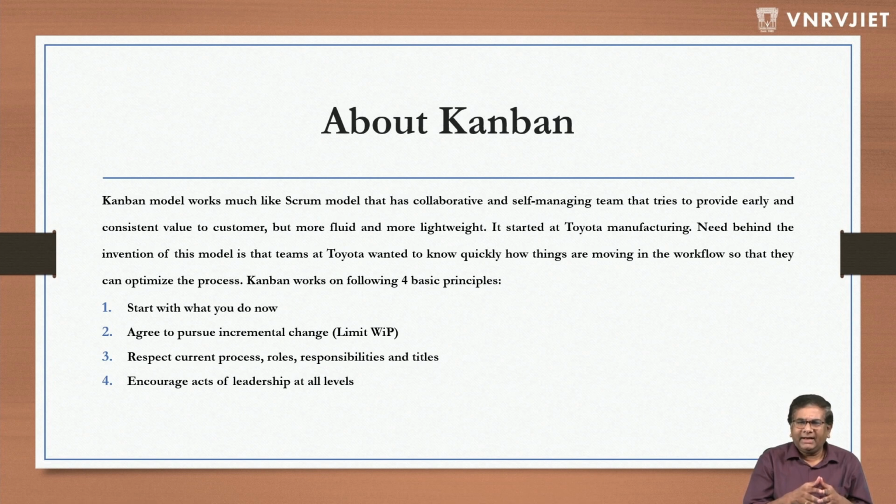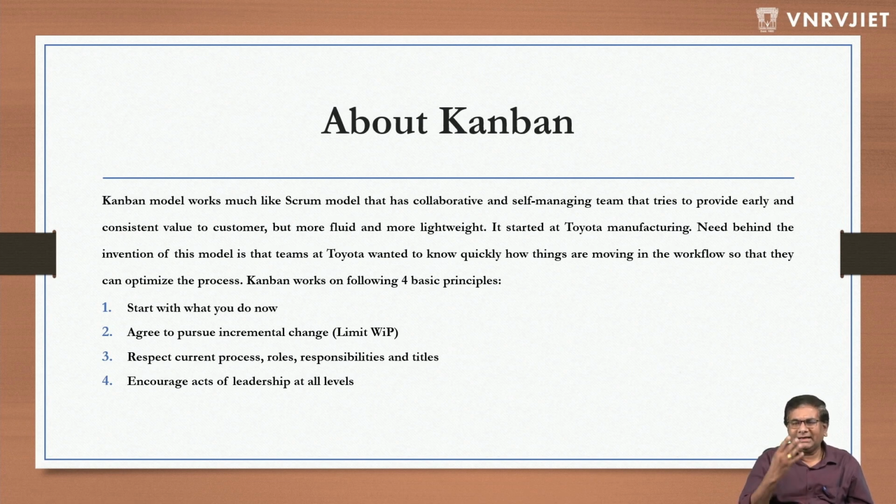Now it started at Toyota manufacturing. Actually, it's suitable for places where things are a bit disjoint, like one person works on one thing. So the Toyota company started this in their manufacturing plants. The need behind the invention of this model is that the team at Toyota wanted to know quickly how things are moving in the workflow so that they can optimize the process. That's how they invented this model, Kanban.